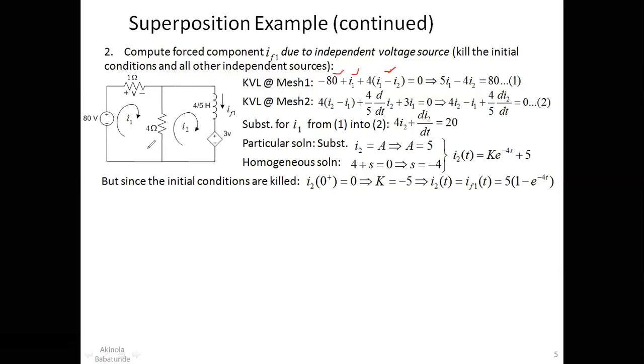So if you evaluate all these, you expand, and then you rearrange, what you have left is 5I1 minus 4I2 equal to 80. So you keep this somewhere, and then you go to mesh 2.